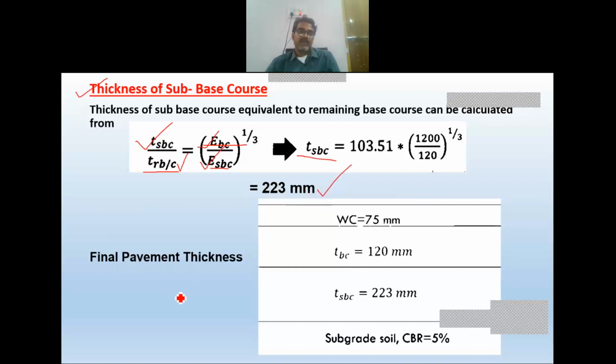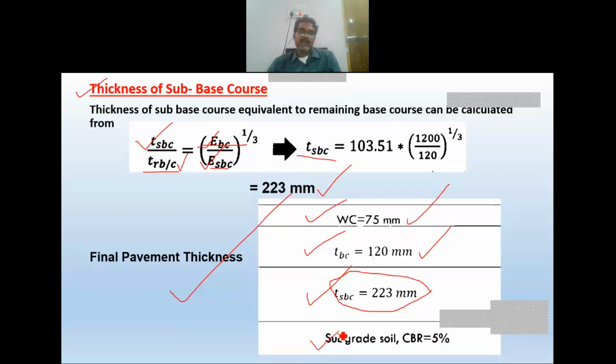Right. Now the final pavement thickness is wearing course 75 mm. We assume, yes, base course thickness minimum is 100 mm, but we assume that it has 120 mm. Now the balance sub base course thickness is 223 mm. Now if you see the total thickness, it is equal to 223 plus 120 plus 75. But in the first step, we calculated total thickness in terms of asphalt concrete as 250 mm. But here, the 250 mm asphalt concrete costly material is going to be divided into 75 mm asphalt concrete, 120 mm granular base course, 223 mm granular sub base course, and laid over soil subgrade of 5% CBR.